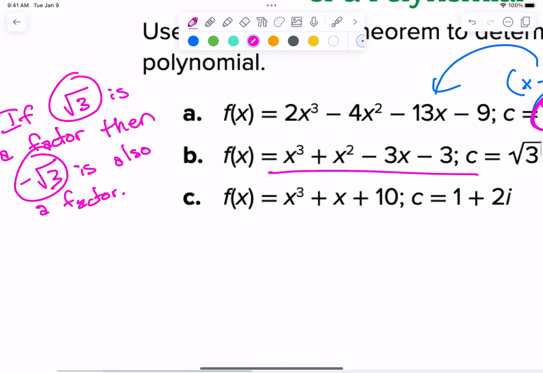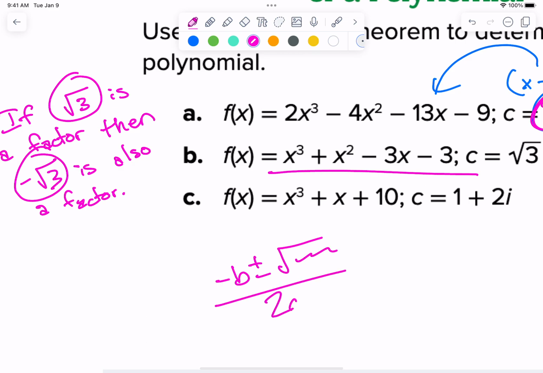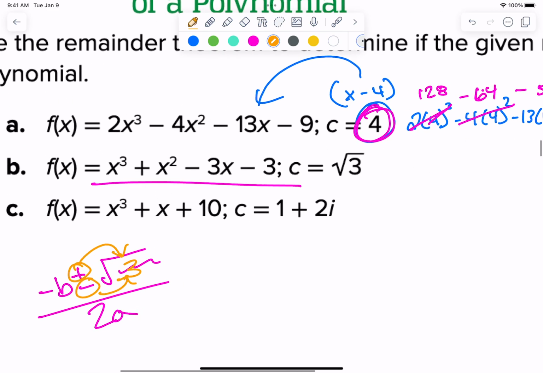Like when I go to do the quadratic formula, negative b plus minus the square root of blah, blah, blah all over 2a, if this ends up being the square root of 3, I know that positive square root of 3 is a factor, but I also know negative square root of 3 is a factor as well. That's just the rule. If you have the square root of something, the negative square root of that same something is also a factor. So that simplifies my life a little bit, because if the square root of 3 goes in there evenly, then negative square root of 3 goes in there evenly.